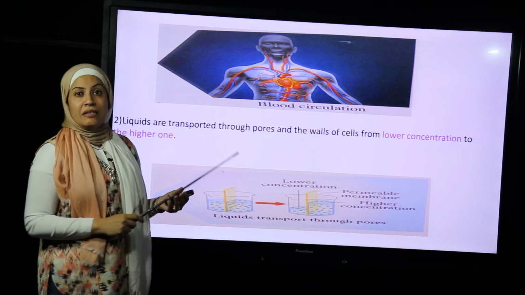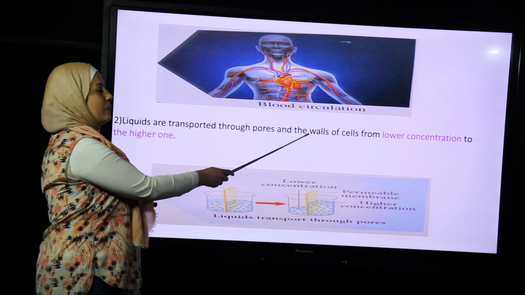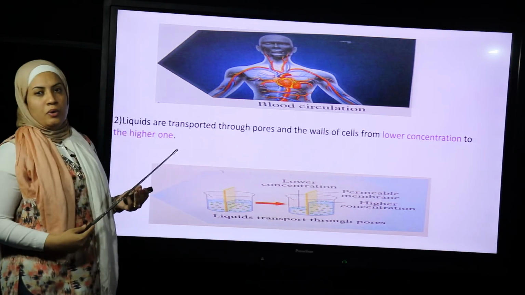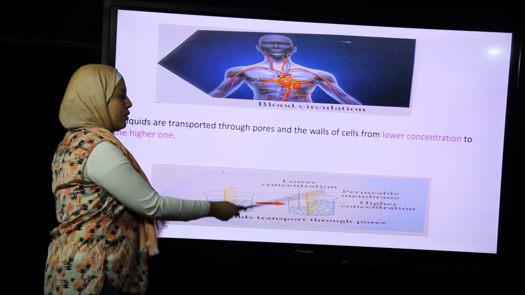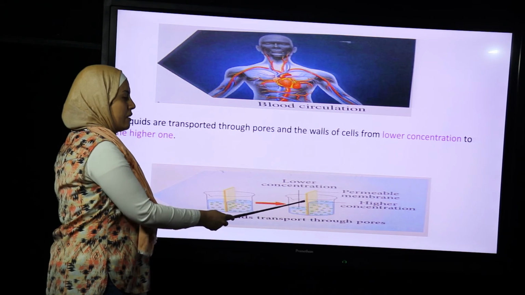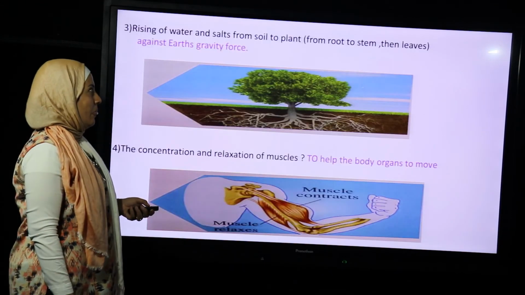Now, the second example: liquids are transported through pores of the walls of the cell from the lower concentration to the higher one. So liquid is transported through the cells from the lower concentration to the higher concentration.